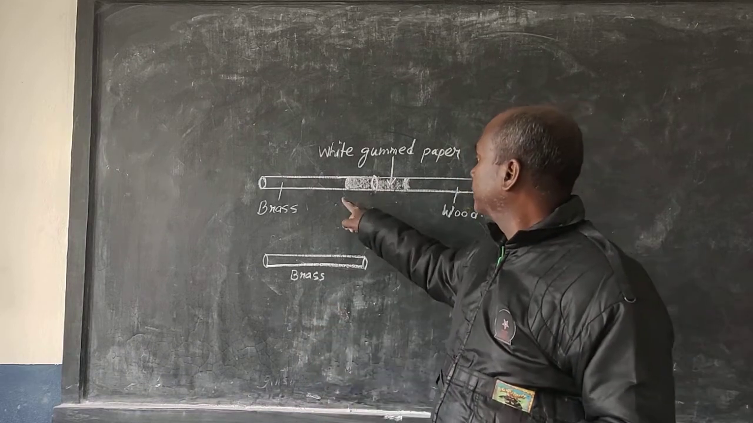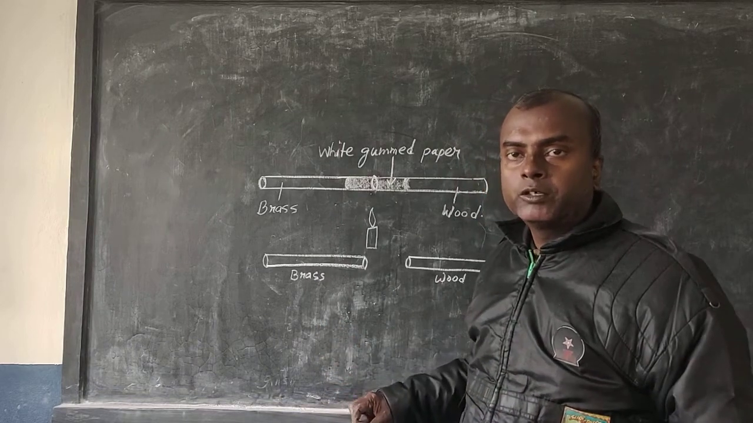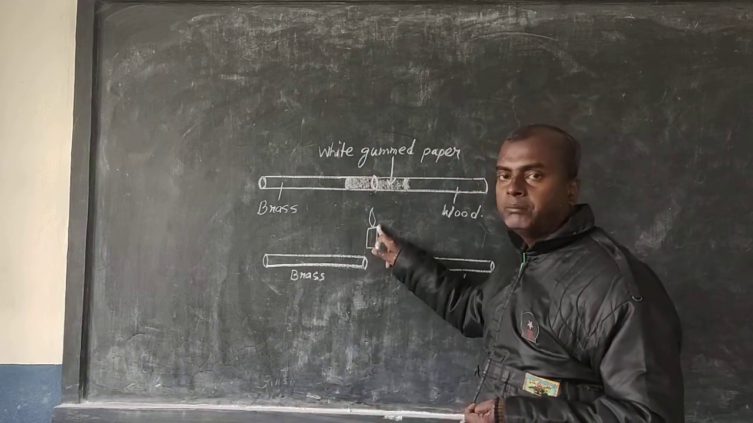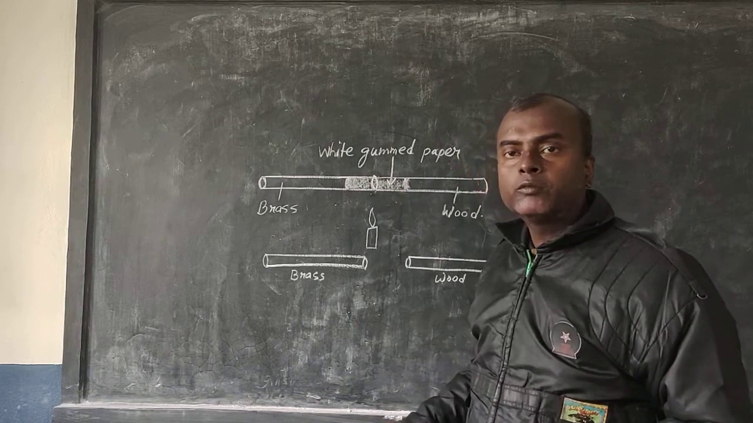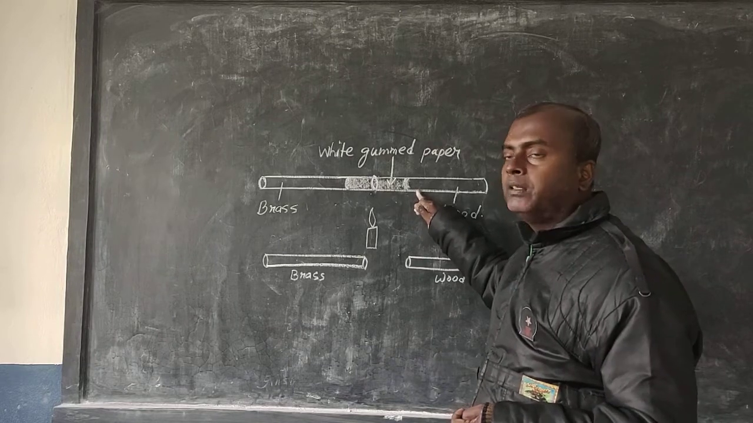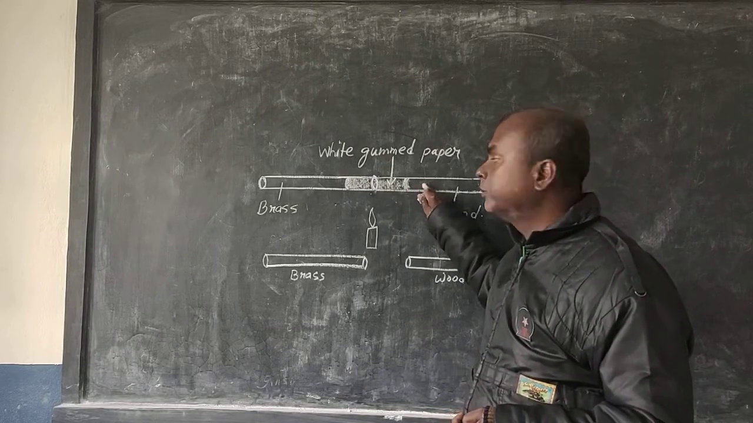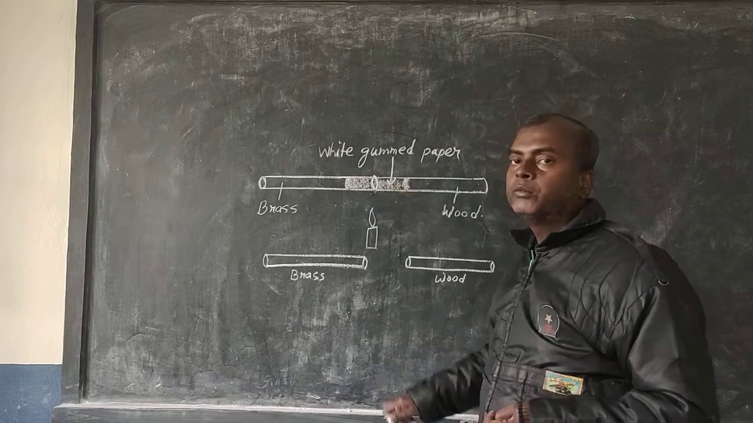So paper above brass will be left as it is, or maybe a little bit black it will become because of carbon coming from the candle's flame. But the paper which is holding wood is a bad conductor of heat, right? It's a bad absorber of heat. So what will happen? The heat, instead of being absorbed by the wood, will be used up for burning the paper which is holding the wood.